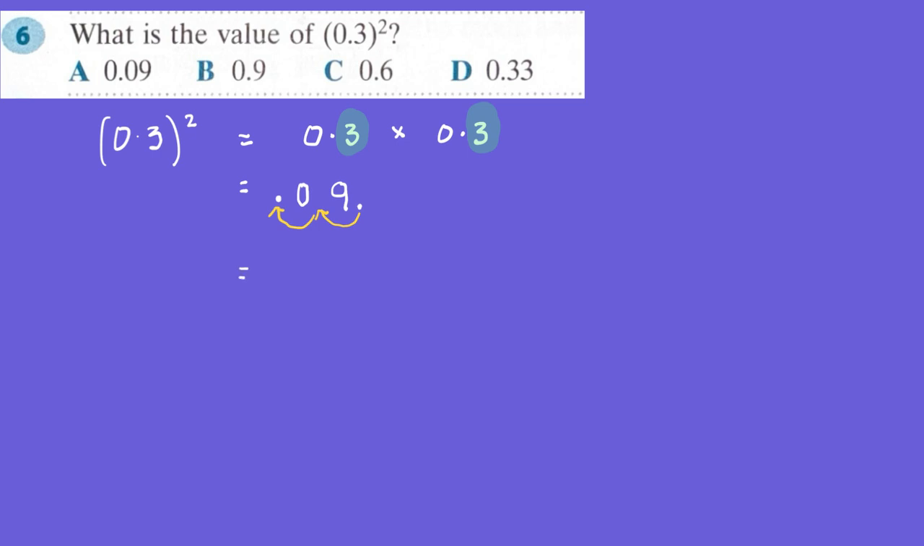So the number is 0.09, and that is A. NAPLAN questions will test your ability to multiply decimal numbers.